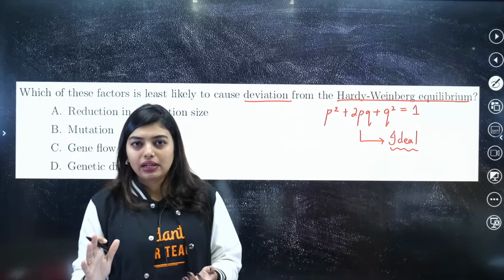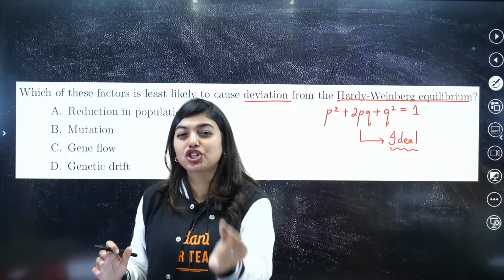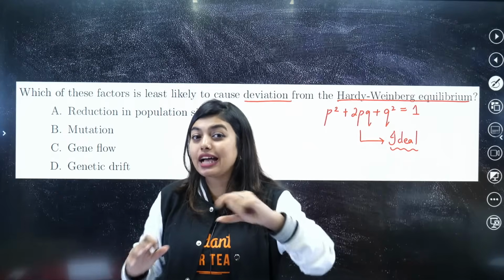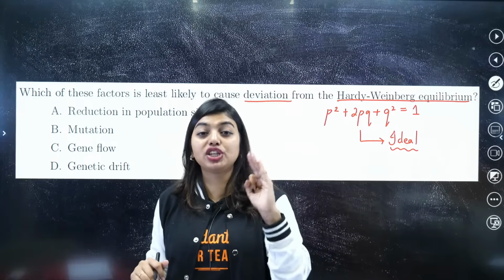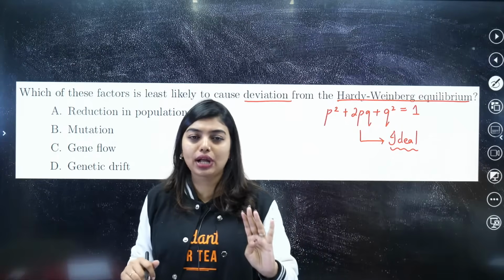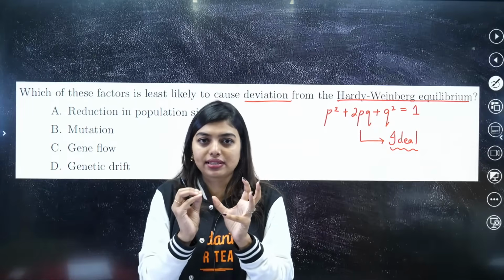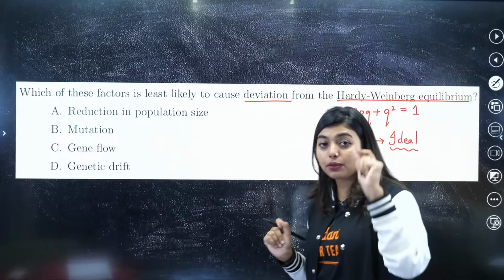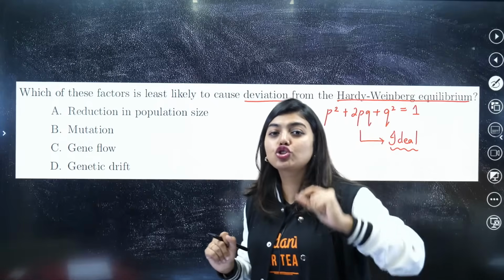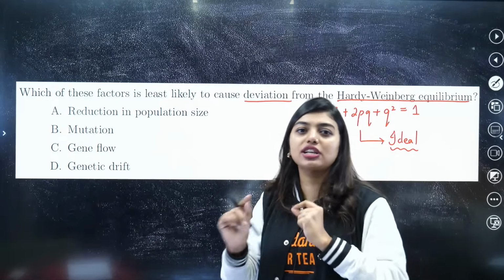That will never happen. If the Hardy-Weinberg formula has to fail, mutation should happen, genetic drift should happen, gene flow should happen, natural selection should happen. If all this happens, the Hardy-Weinberg principle will change. So the Hardy-Weinberg principle holds when evolution does not take place. That means mutation does not take place.